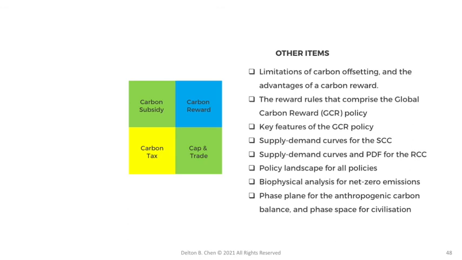7. A review of the biophysics of civilization in terms of its system boundaries, stocks and flows, dirty growth, and how the carbon pricing matrix can be used to achieve net zero carbon emissions with a much greater probability of success. 8. A review of the concept of a phase plane and a phase space for managing the carbon balance and energy balance of the civilization climate system, which is a complex living system.